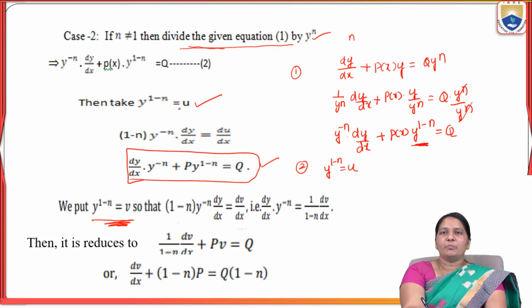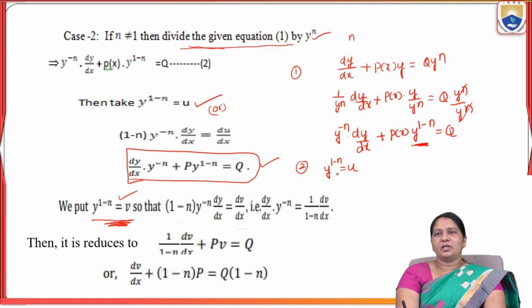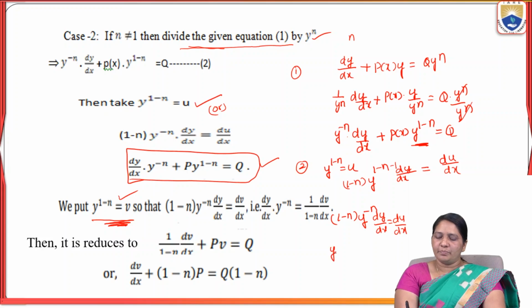If you are taking y power 1 minus n equal to u, first I am differentiating here: (1 minus n) into y power (1 minus n minus 1) dy by dx is equal to du by dx. Here I am doing the differentiation with respect to x. Then finally we get (1 minus n) into y power minus n dy by dx is equal to du by dx. So finally y power minus n dy by dx equal to 1 by (1 minus n) into du by dx.